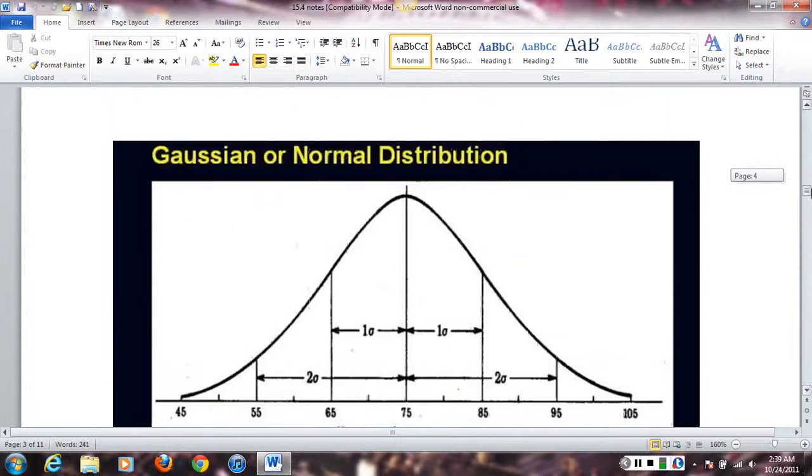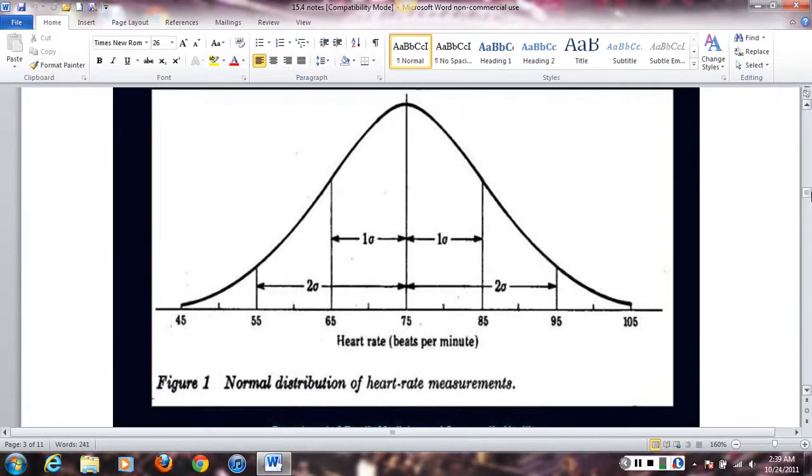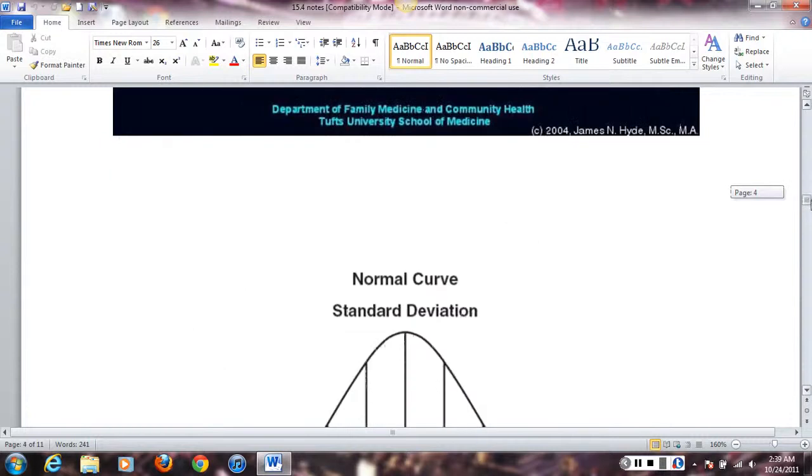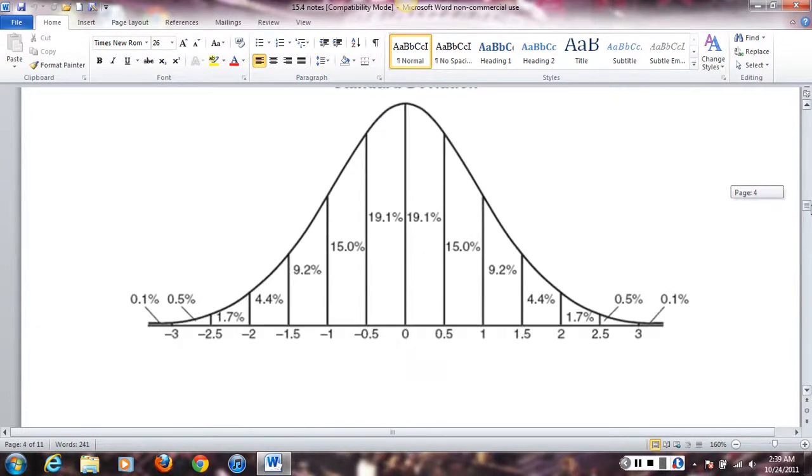So just another example of normal distribution in heartbeats. As you can imagine, you can break these areas down even further, and if you would like, here is a nice little breakdown of the individual parts.